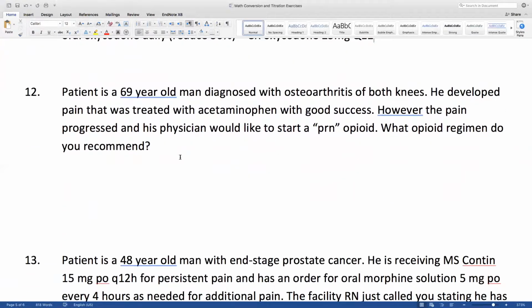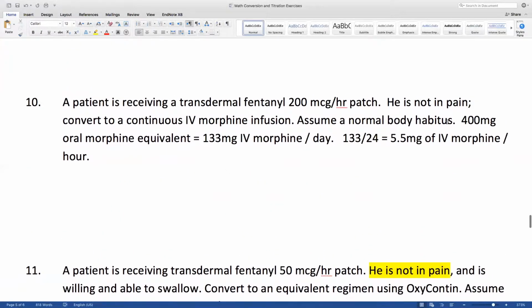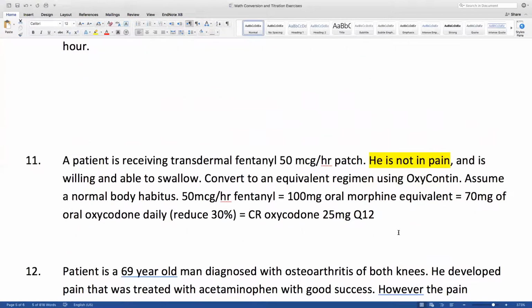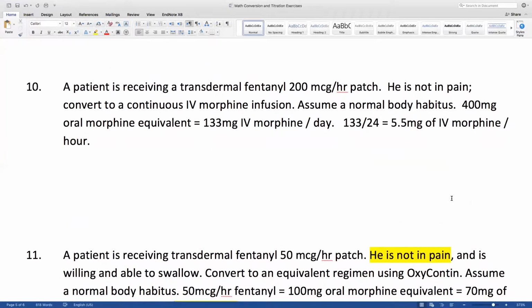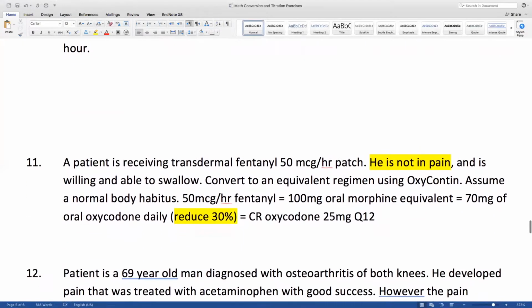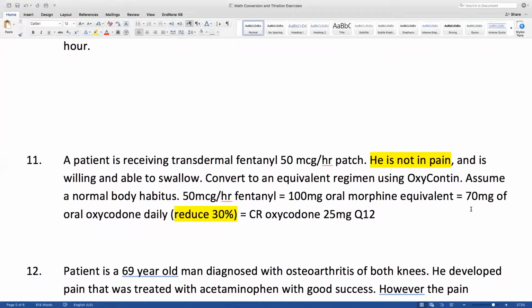Yes, ma'am. Why didn't we reduce in number 10? Oh, sorry, 10 and 11. He is not in pain. Oh, we should have here. Oh, wait, we don't have to reduce with the fentanyl, going to and from fentanyl. What about 11? 11, we should have. We did. Right? So is that because in 10 you went from fentanyl to just morphine, so you don't reduce? Right. In 11, we had some extra morphine. Oh, yeah. I see what you're saying. I'm screwing you guys up, aren't I?